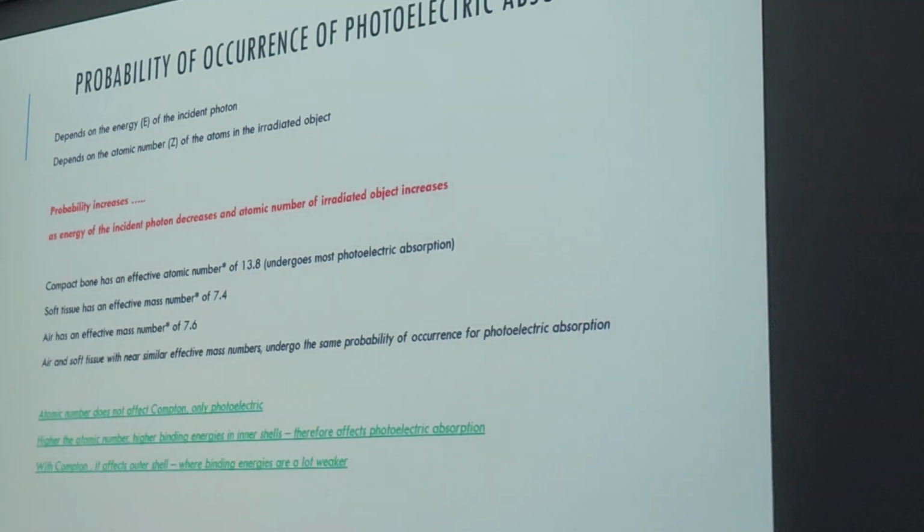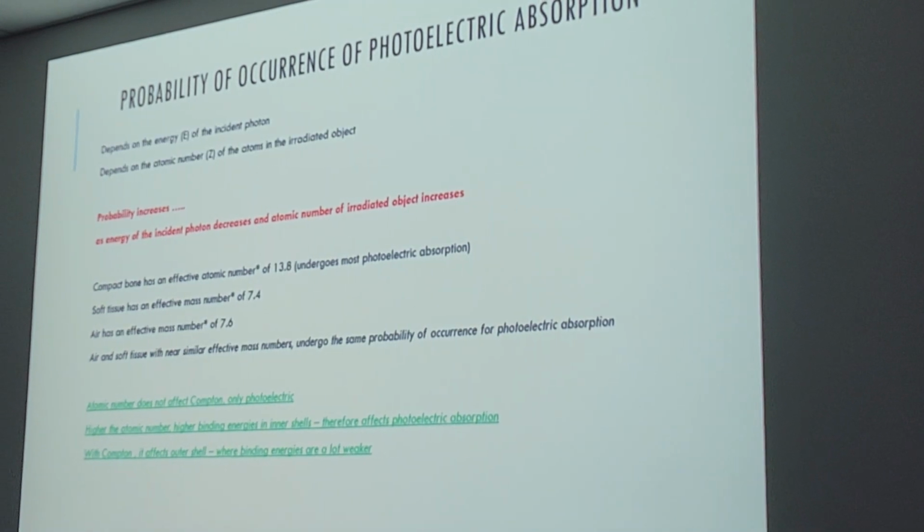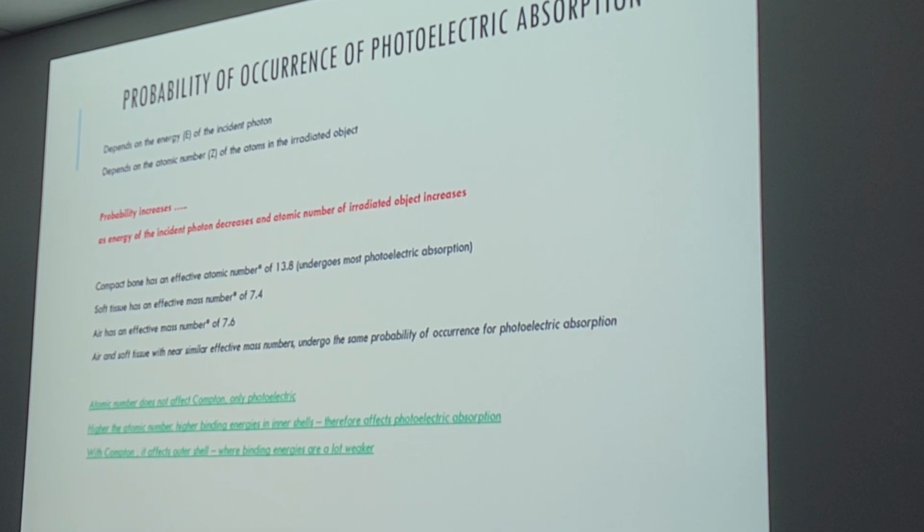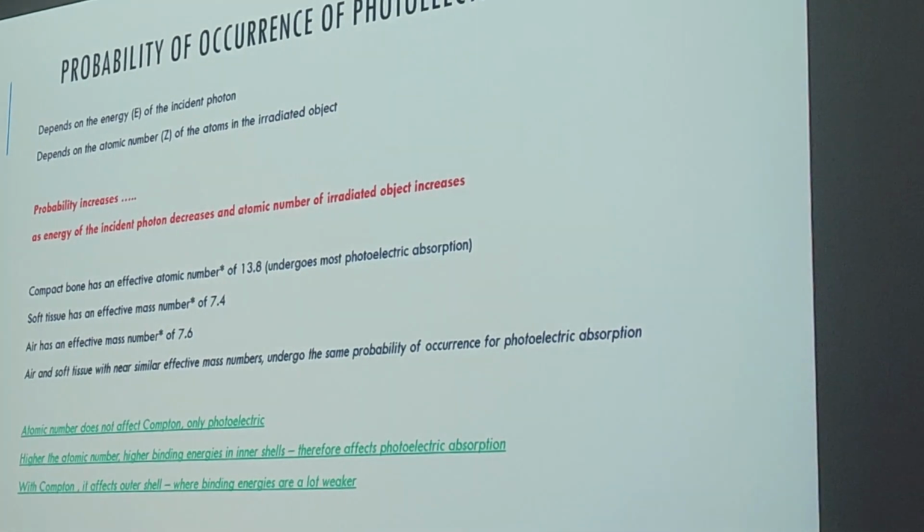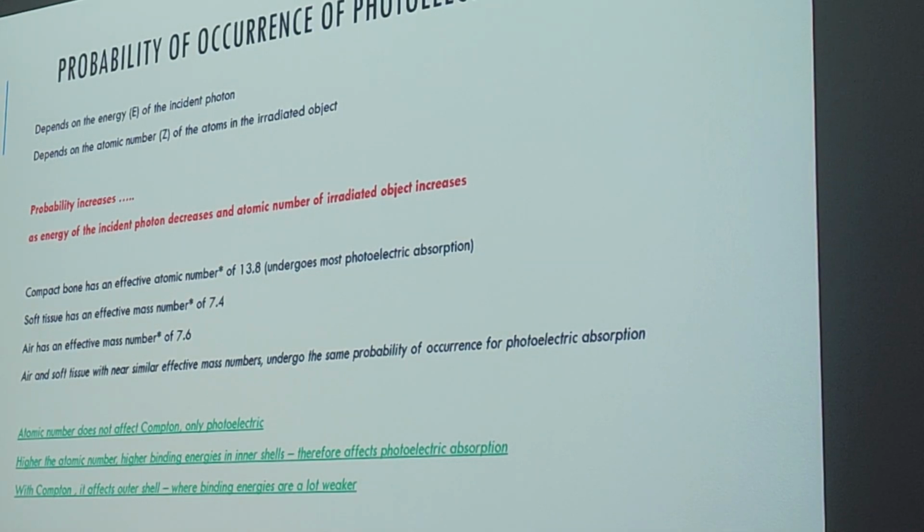So the probability of photoelectric absorption increases as your atomic number increases. If a tissue has a high atomic number, there's more chance of photoelectric absorption happening. For example, compact bone has an effective atomic number. It says effective because bone is not just made of calcium. It has different materials in the bone, so it's sort of like an average of everything in the bone.